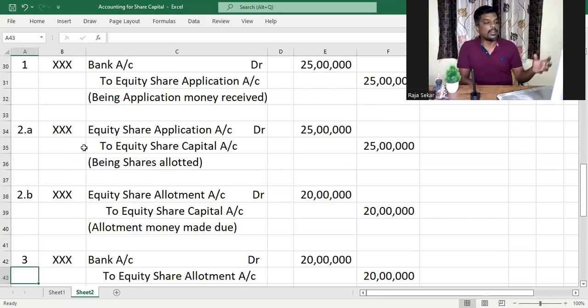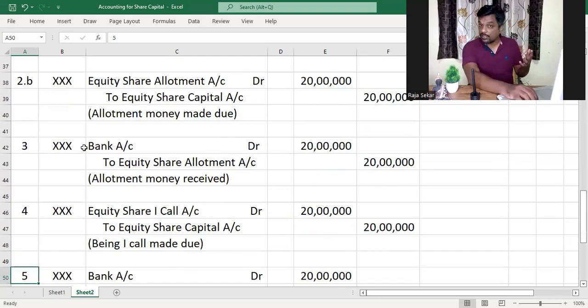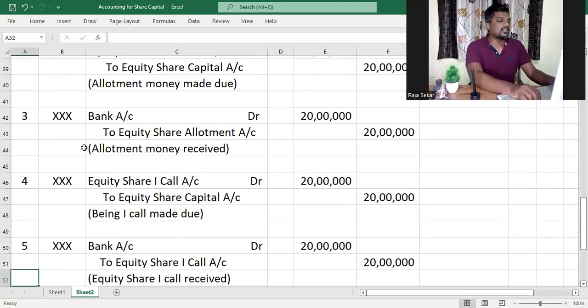So when I make it due, I debit an asset account called equity share allotment account and credit equity share capital account, which is a liability account, which is increasing because that asset is against my liability to pay them back when I close the company. Okay. And then the shareholders come and pay me, so that will be bank, equity share allotment, and then I make the first call due, so that will be equity share first call, equity share capital, and the shareholders pay me. That will be bank account debit to equity share first call, and then I make the second call due. That will be equity share second call to equity share capital, and then the shareholders pay me. That will be bank account debit to equity share second call.